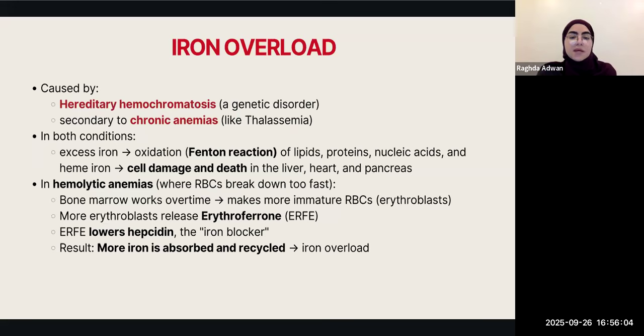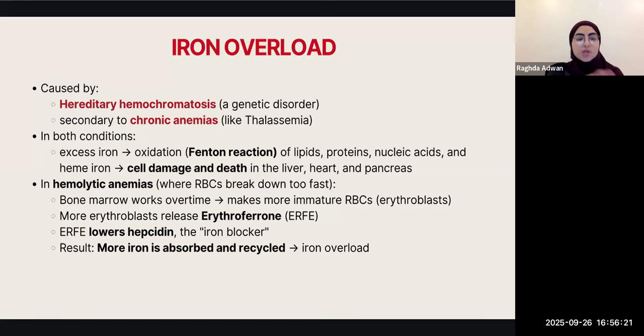Or it can happen secondary to chronic anemias, when anemias like thalassemia, beta thalassemia, go on for so long that they become chronic, long-term anemias. This results in hemochromatosis or iron overload. How? Number 1, first of all, you have too much.